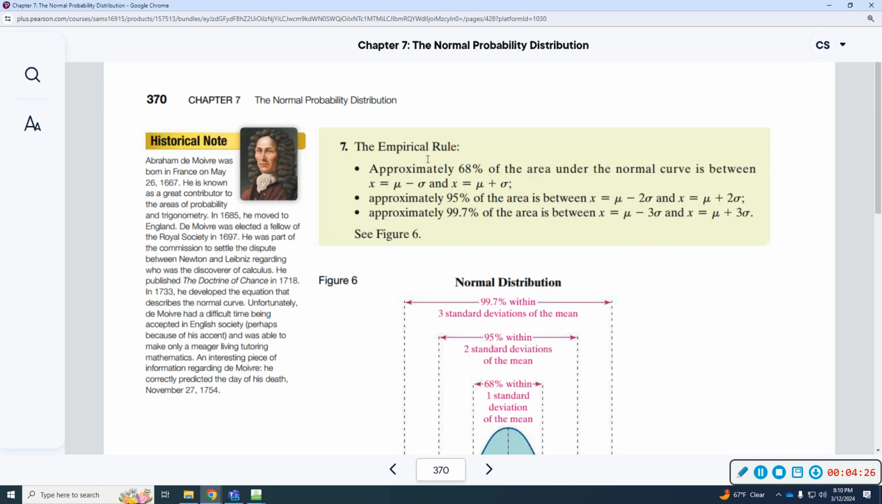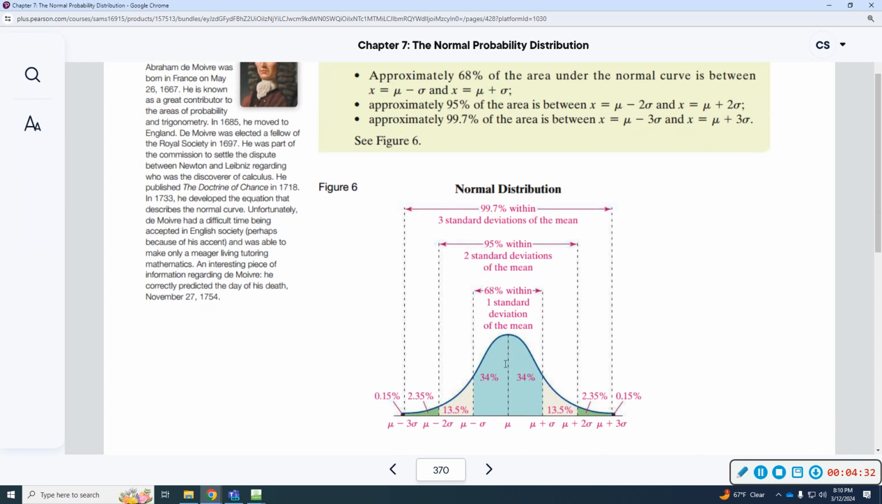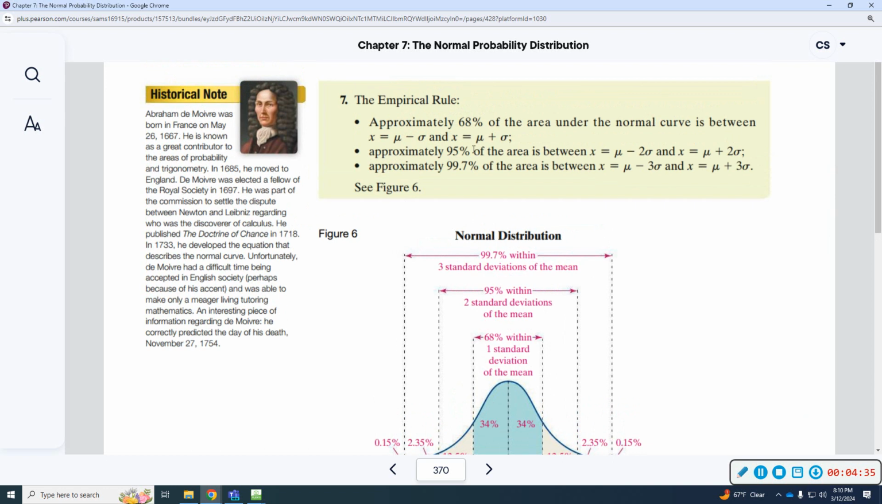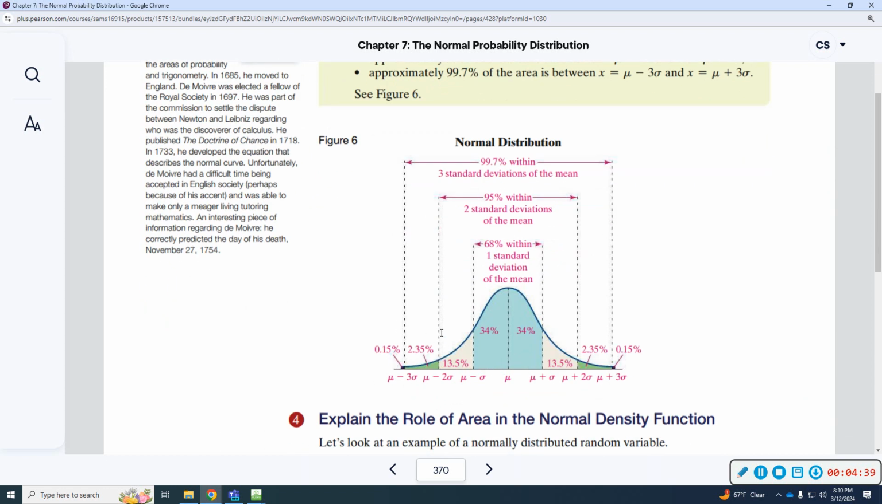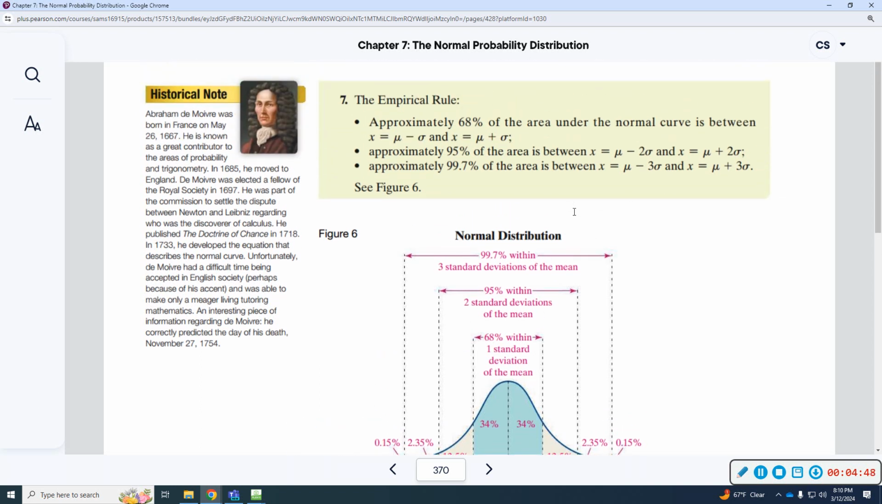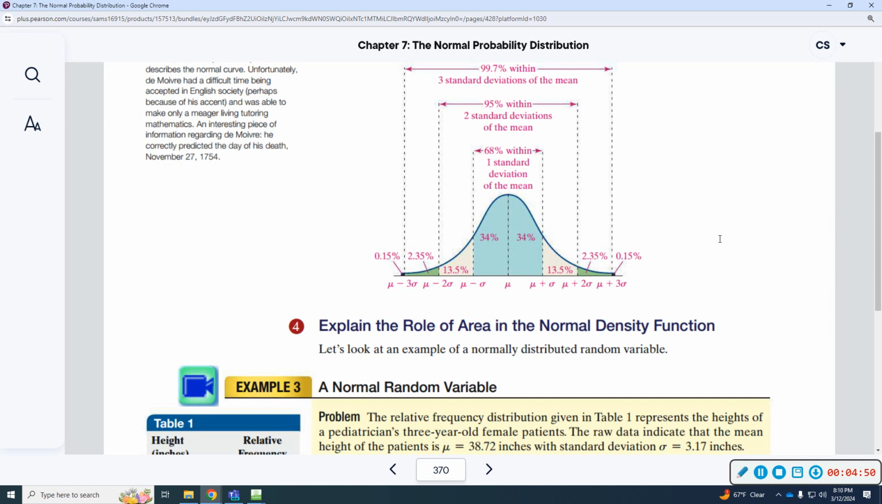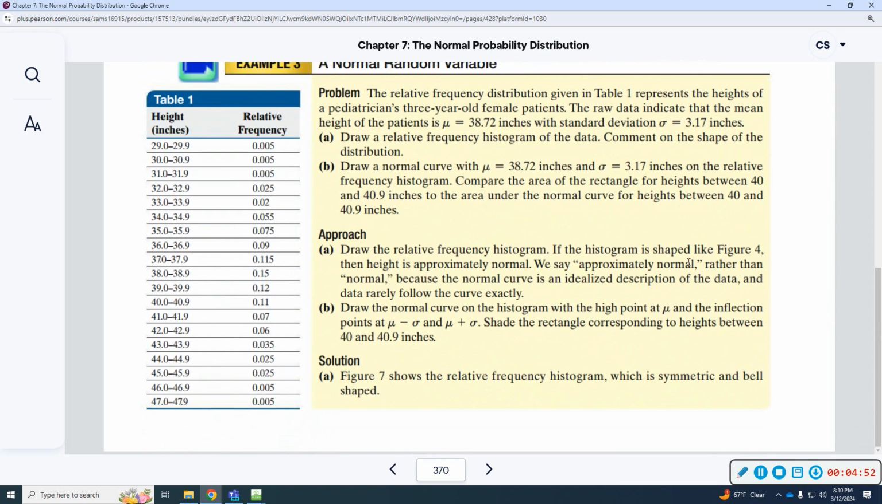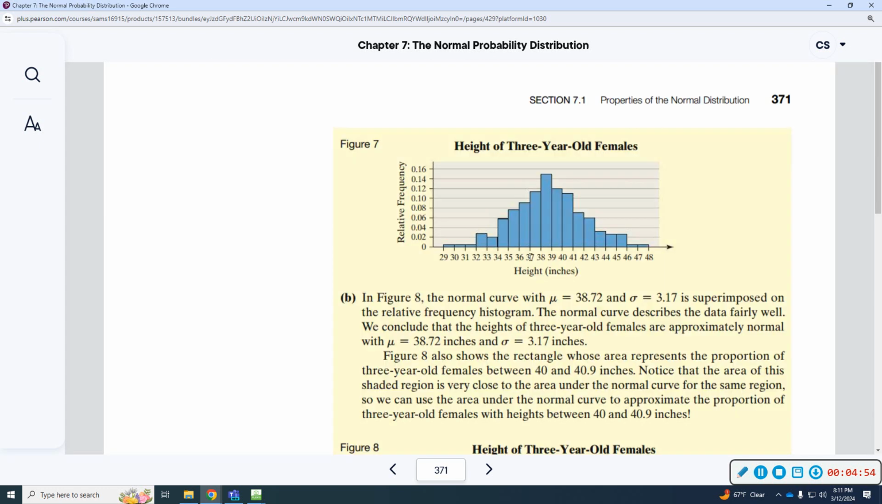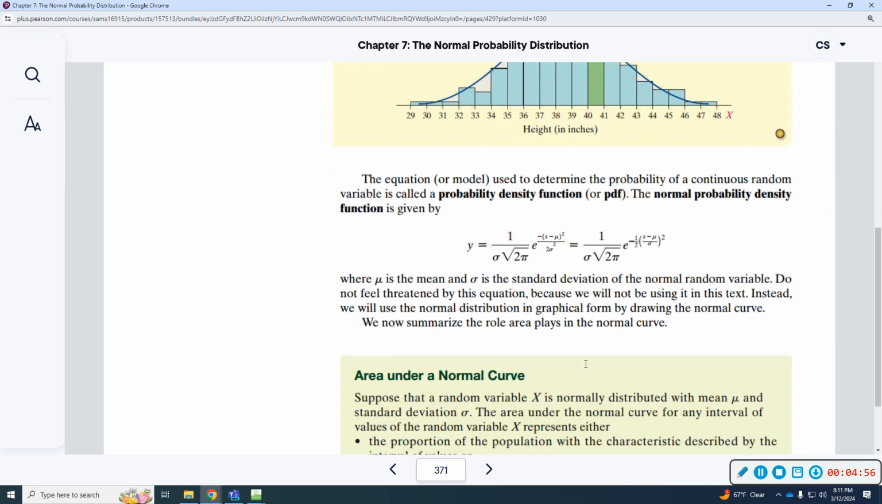You got the empirical rule, which we're being reminded of. 68% is under the curve within one standard deviation. 95% is within 2 standard deviations. So if you go 2 out from the mean, that's about 95%. And if you go 3 out from the mean, you get about 99.7%, almost all of it. You have this figure kind of showing you that visual. You got some examples that they kind of explain here.